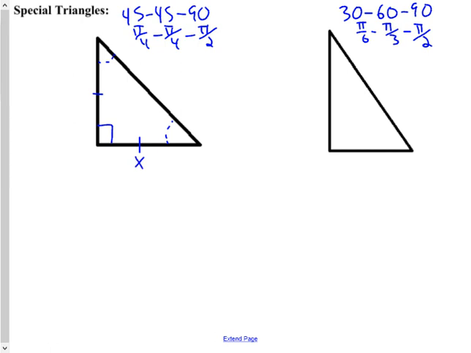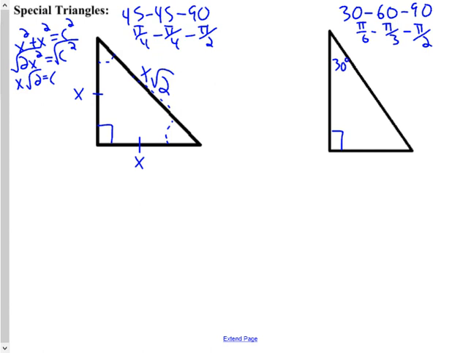These sides are the same, so we're just going to call those sides x, and the hypotenuse is x square root of 2. And x squared plus x squared is c squared, so 2x squared is c squared. And then when we square root both sides, we get x square root of 2 is c. So that's where that comes from. This triangle over here, 30 is the small angle, 60 is the large one. And then my hypotenuse is 2x, my small side is x, and my long line is x root 3.